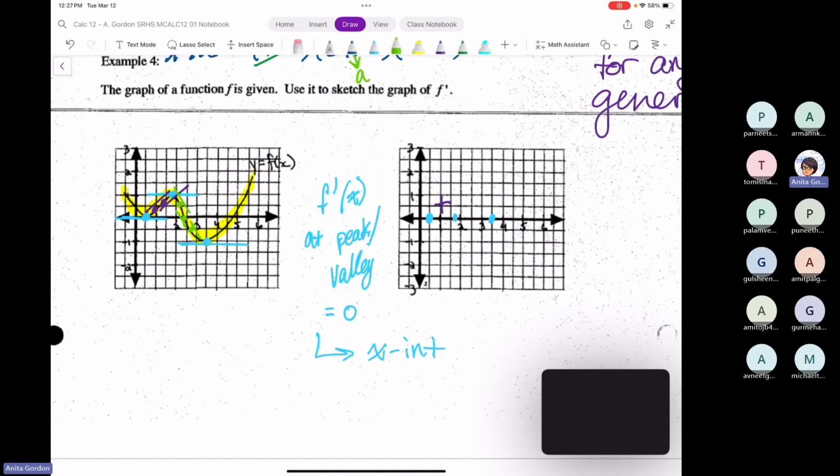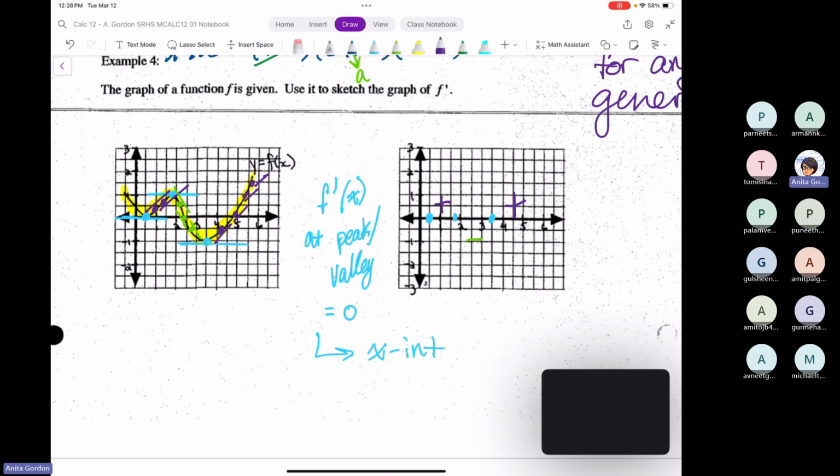Negative. So that means between the second and third zeros, my graph will be negative. And then after the last one, hopefully you can see, no matter where I am on the graph, the slope of the tangent is positive after the fact.